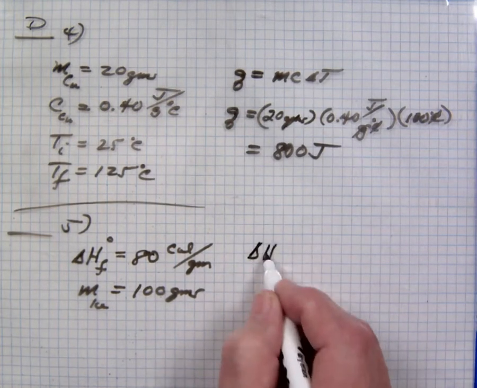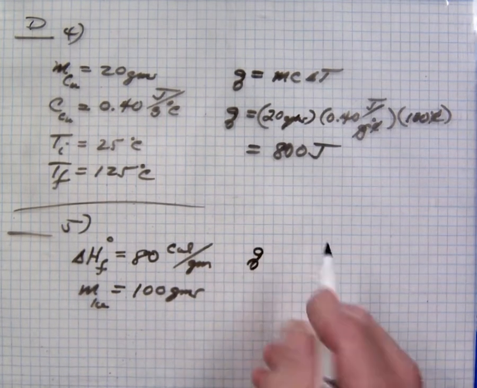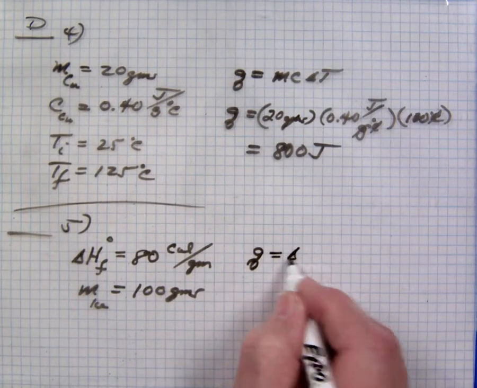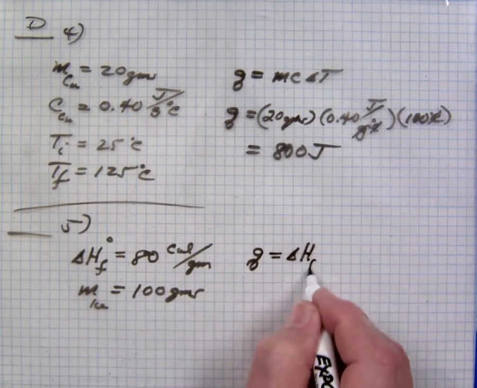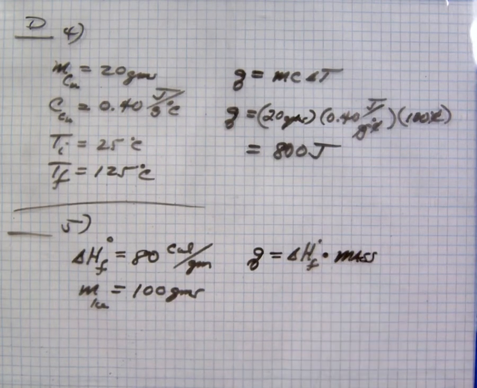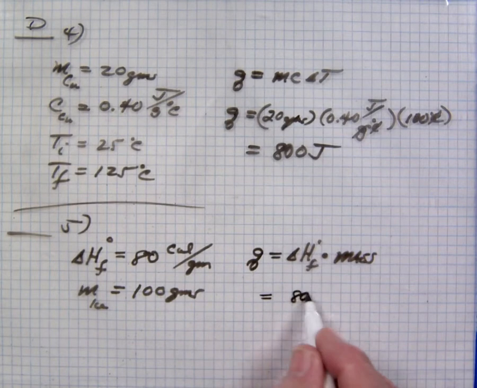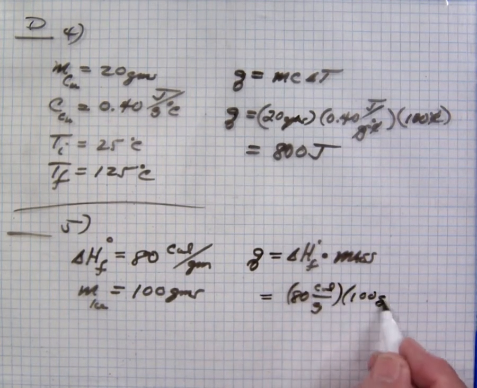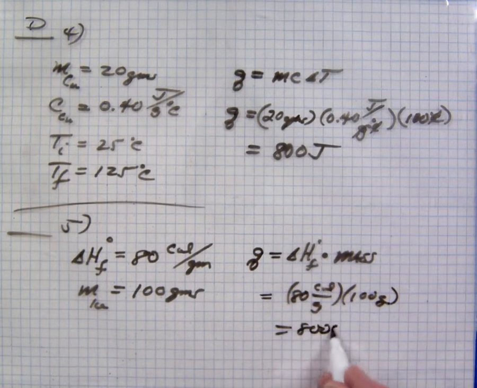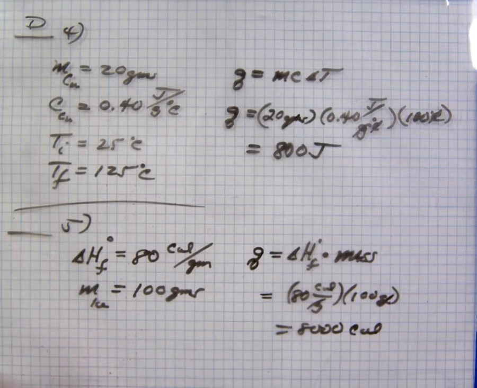And this, of course, is the delta H, or Q. Let me keep using Q. Heat flow is delta H fusion times the mass of whatever you're melting, and so that's 80 calories per gram times 100 grams, and it's 8,000 calories. Grams will drop out, and simply put, that is a D choice.